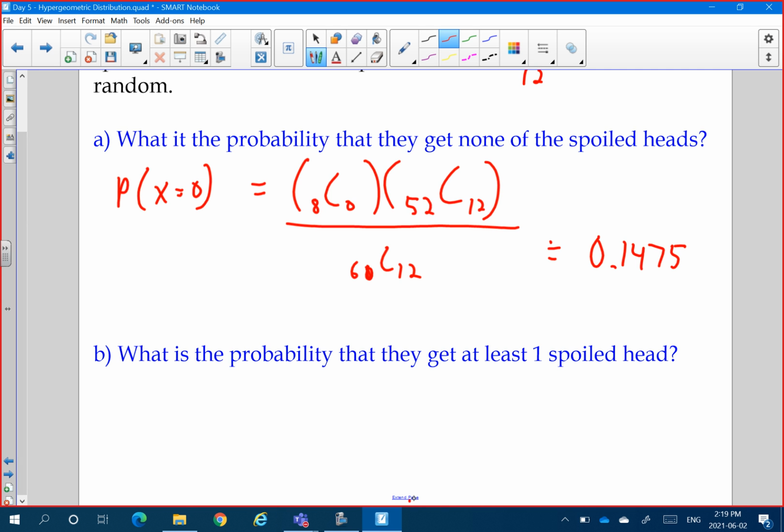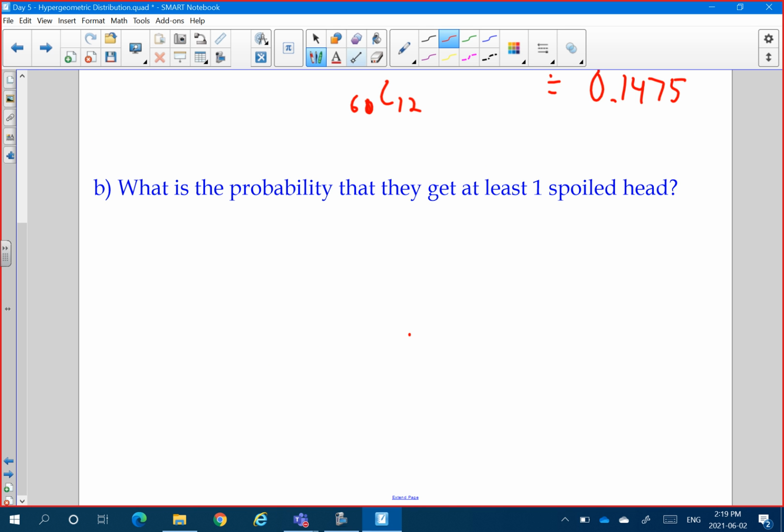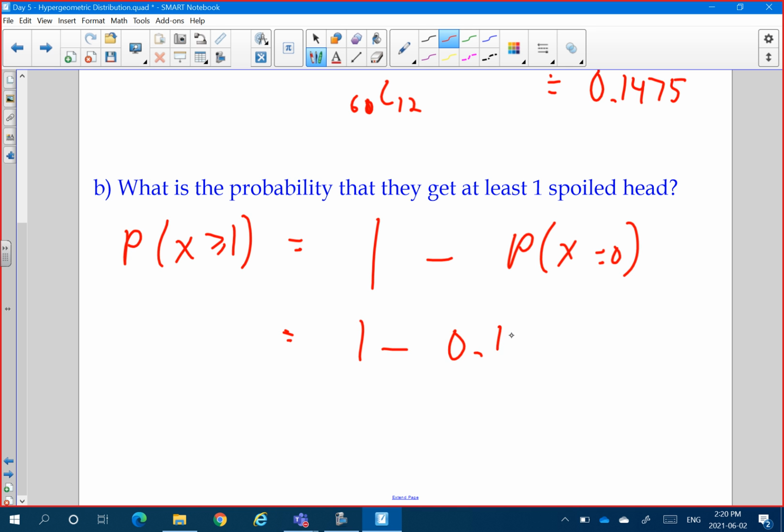So, for like the 10th time, when I do at least, if it's at least 1 especially, the indirect method is probably the quickest. So the probability that X is greater than or equal to 1 is going to be the probability of anything, which we know is 1.0, minus the probability of getting no spoiled heads, which we just happened to do in the previous question. So I don't need to write a fancy formula. I just need to take my probability, as a decimal, from the last question.